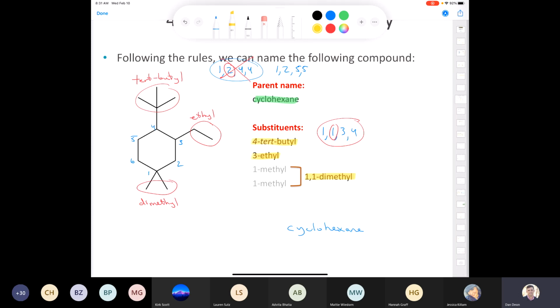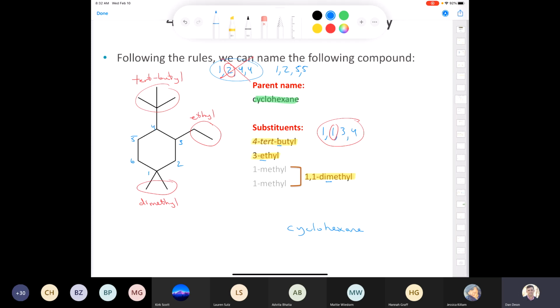How are we going to alphabetize these? We ignore all prefixes except iso, cyclo, and neo. And iso and cyclo and neo don't even show up in any of these substituents. Cyclo shows up in the parent, but the parent is always last. So that means the tert-butyl is going to be alphabetized by the letter B. The ethyl will be alphabetized by the letter E. And the dimethyl will be alphabetized by the letter M.